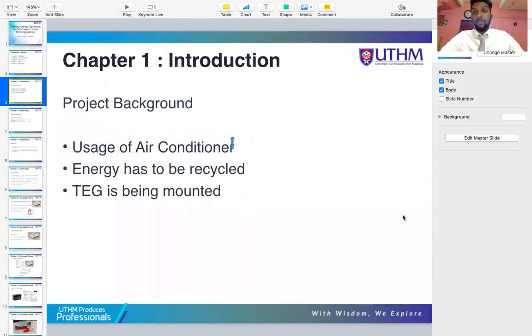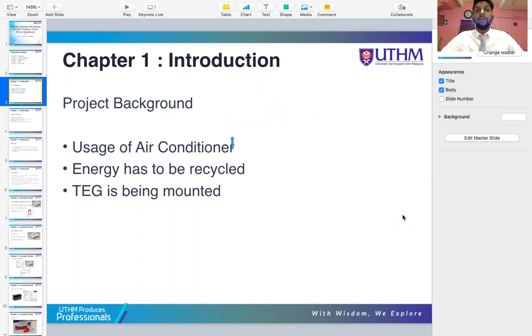My chapter 1 introduction consists of 4 items: project background, problem statement, objectives, and project scope. For my project background, what I've stated there is usage of air conditioner. In our country nowadays, the climate is very hot. Malaysians can't stand it. So usage of air conditioner in each and every household is increasing rapidly. Since it's increasing rapidly, no one has the concern of even thinking about wasting of energy. Energies are being wasted from the air conditioner's condenser. There are many energies which are being wasted.